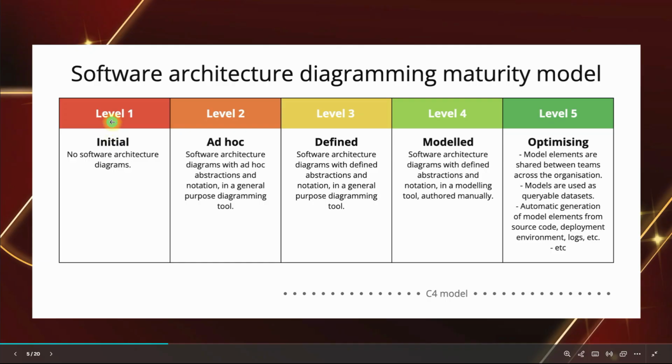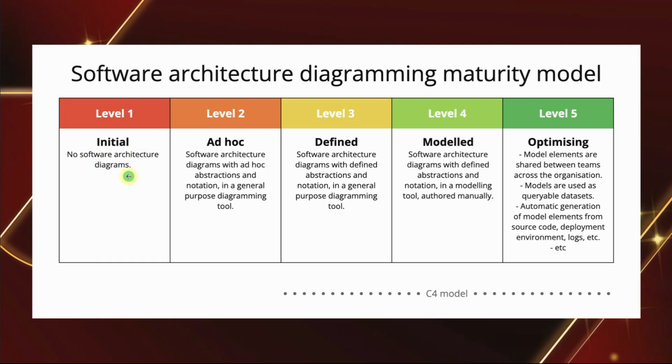So you can see the same thing here. Level 1 is initial, where there is no architecture at all. In ad hoc, there is architecture with ad hoc abstractions and notations, in a general purpose diagramming tool. Then comes level 3, which is defined, where we have architecture diagrams with defined abstractions in a general purpose diagram tool as well, but the abstractions are defined here. Level 4 is modeled: software architecture diagrams with defined abstractions and notation in a modeling tool. The difference from defined to modeled is the modeling tool.